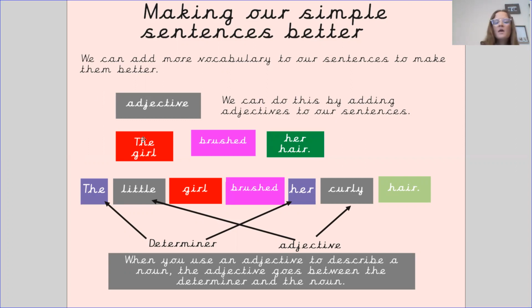So for example, if we have the girl brushed her hair, our determiners are the and her. They're already in our sentence. And our adjective, our describing word, is in the little girl brushed her curly hair. Curly and little are our adjectives, and our determiners are obviously the and her. Now that we break that sentence down, we've got the little girl brushed her curly hair, and it goes a determiner, an adjective, a noun, a verb, a determiner, an adjective, and then here we've actually got a noun as the object.